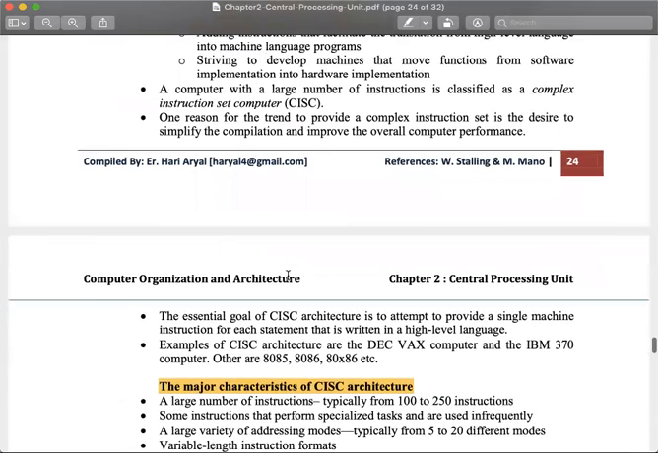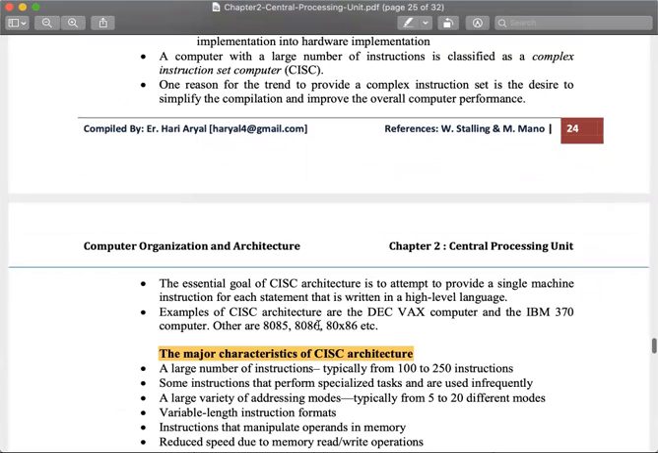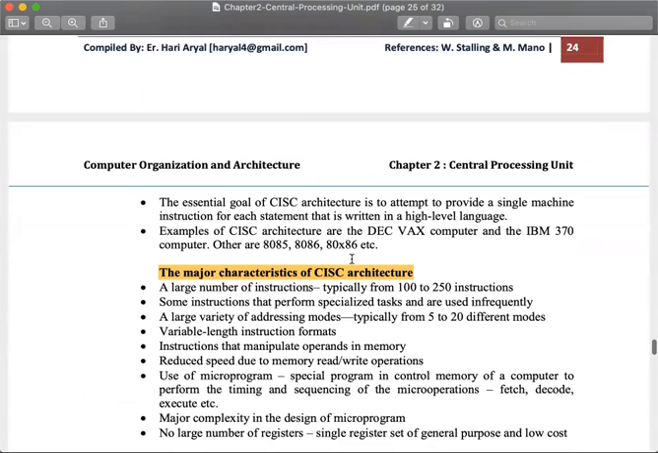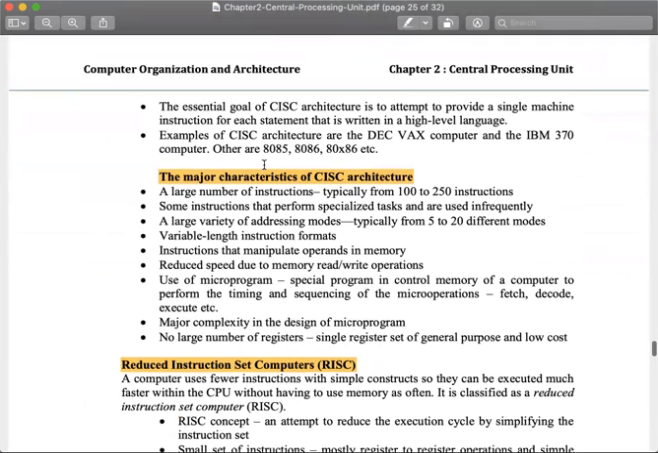So the complex instruction set computer was basically used in the 8085 and 8086 microprocessors. This microprocessor helps us to execute this kind of instructions. The characteristics of the CISC architecture: it has a large number of instructions, like 100 to 250 instructions, that it can execute. Some instructions could be specialized in some form. There could be a large memory address space and variable length instructions. Every complexity is a part of the CISC architecture. So the characteristics are also given here.